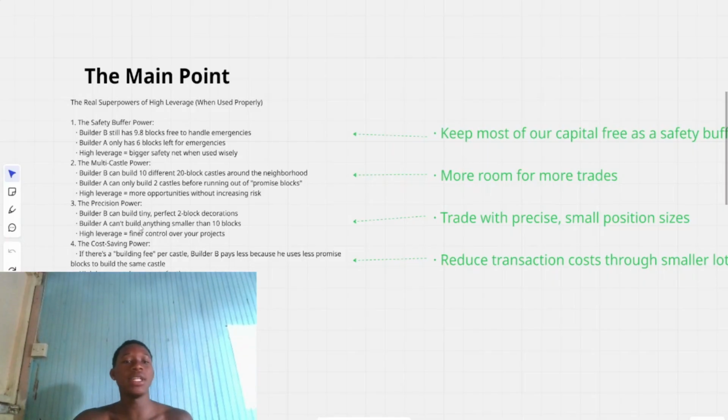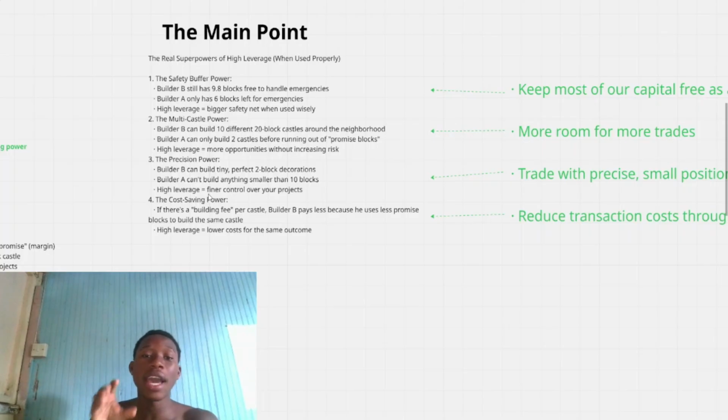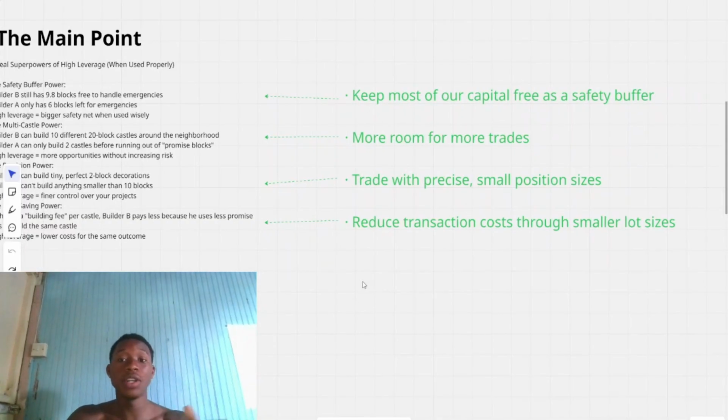Builder B can build tiny, perfect 2 block decorations. I hope you're seeing that because my face is probably there. Builder B can build tiny, perfect 2 block decorations, while Builder A can't build anything smaller than 10 blocks. High leverage equals finer control over your projects. Now that's what I want to get into. That's one of the biggest points. You trade with precise small position sizes.